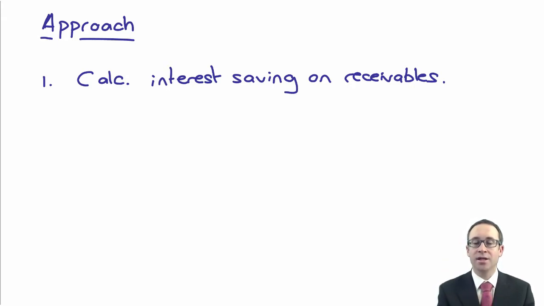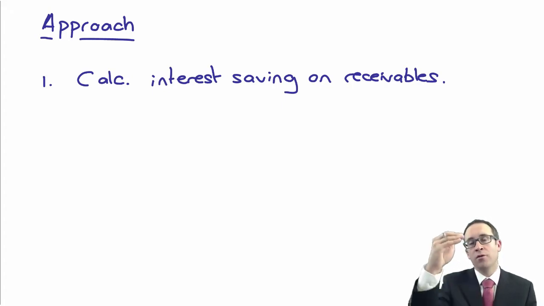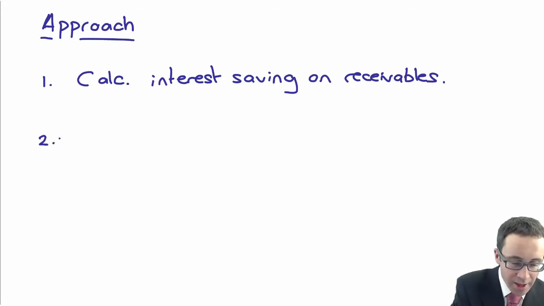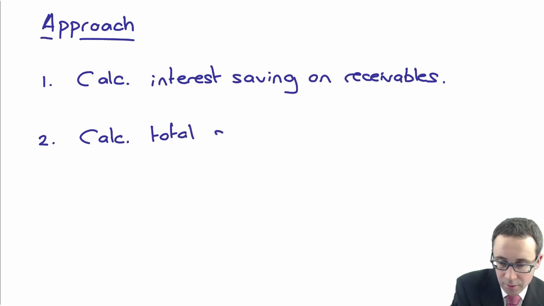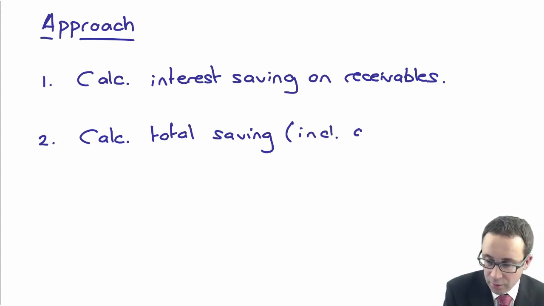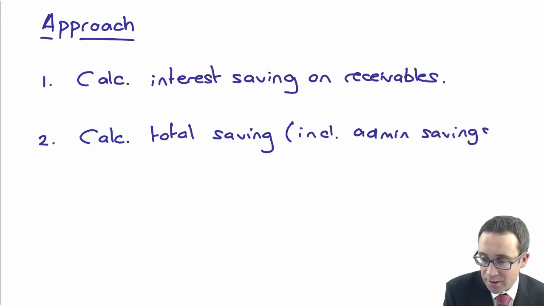Okay, so remember, to work out the interest saving or to work out the interest, you take the interest percentage multiplied by the receivable. But if your receivable is reducing, we're going to look at the reduction in the receivable and apply that interest cost, aren't we? Then once we've got that, we can then calculate the total saving. So not just the saving on the receivables, but inclusive of any admin savings. Remember, that was one of the advantages, but also as well, including any fees.